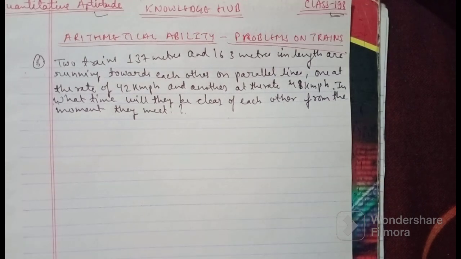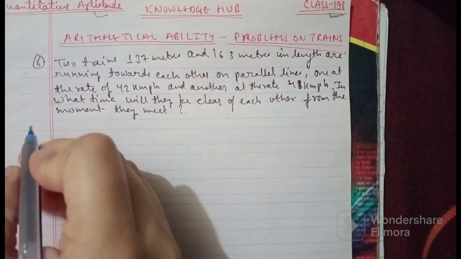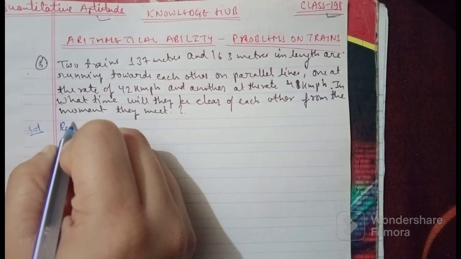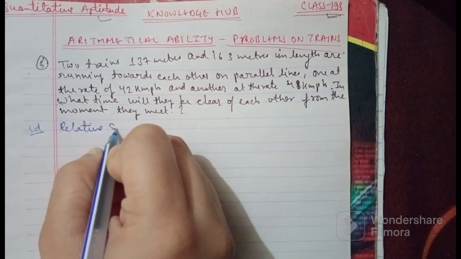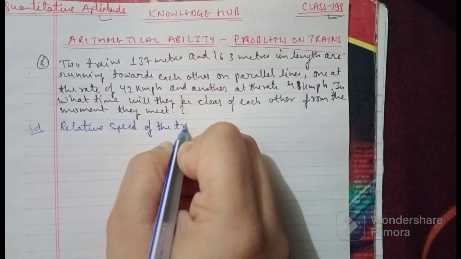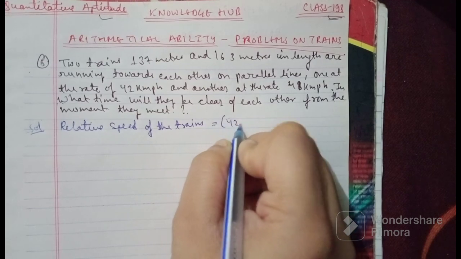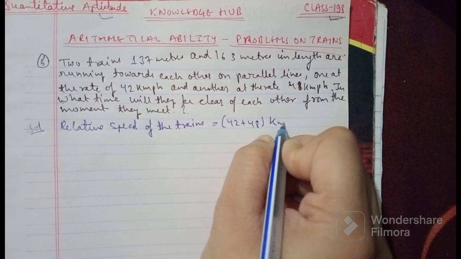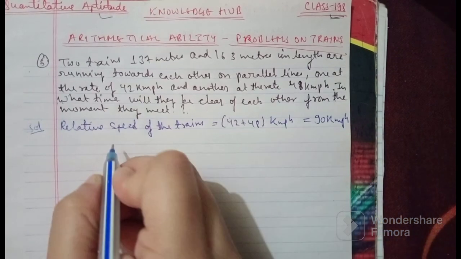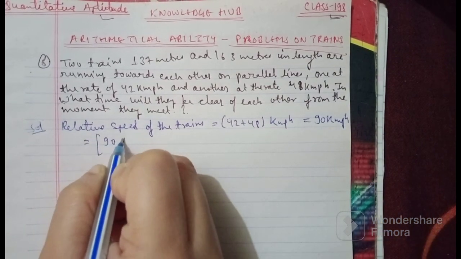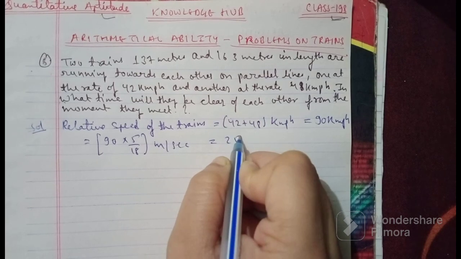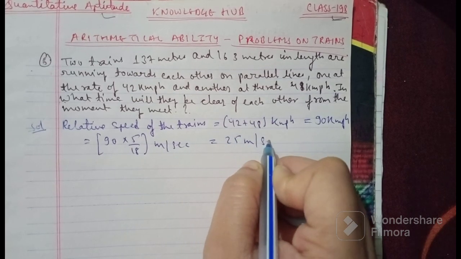So here we go with the solution. Relative speed of the trains equals 42 plus 48 km per hour, which is 90 km per hour. 90 into 5 by 18 meter per second, that is 25 meter per second.